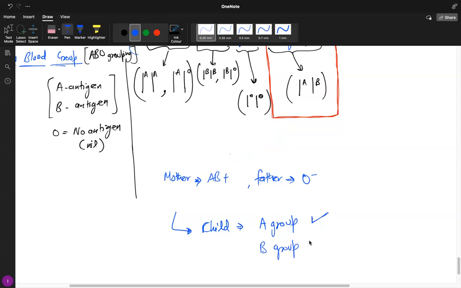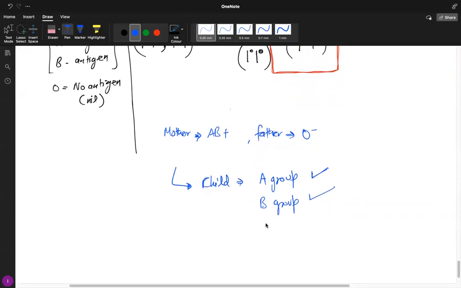Now, can the baby be B group? Think about it. Yes, same logic. Because mother is this, so mother can give IB, and father is this, so he can give IO only. And hence baby will become IBIO and a B group will be expressed. Perfect. Can the baby be AB group?